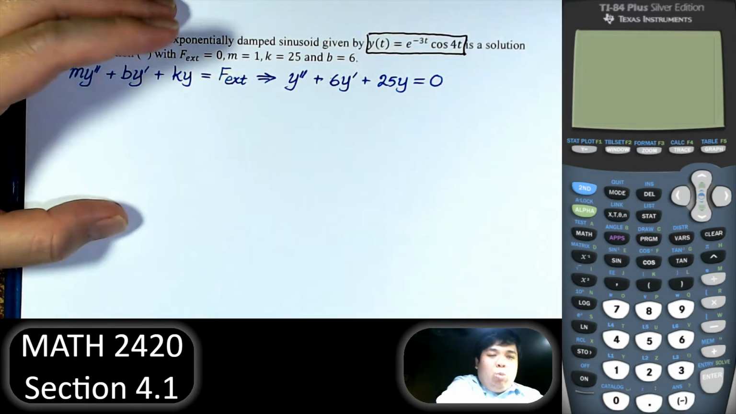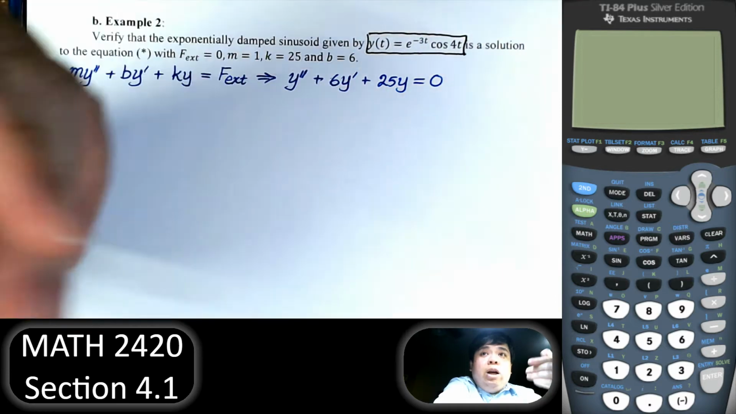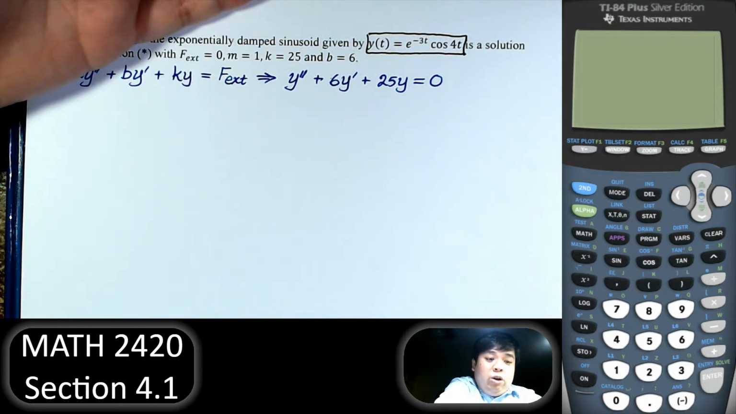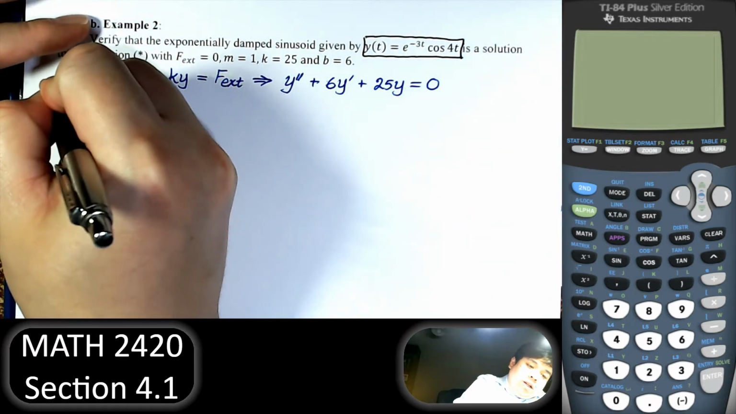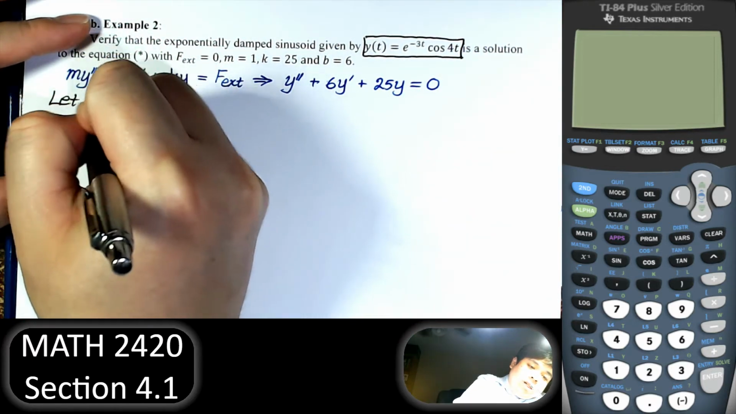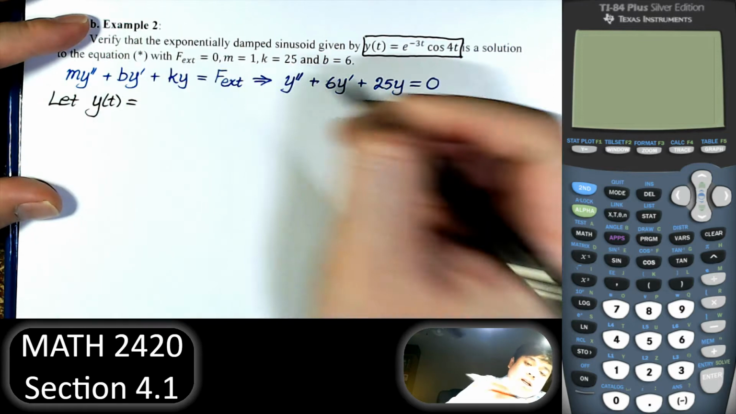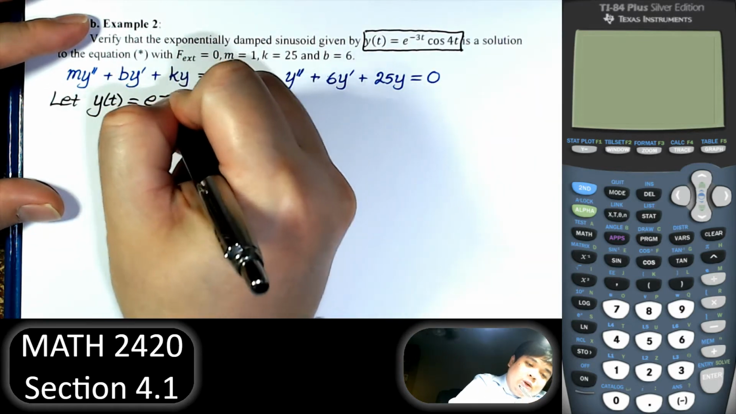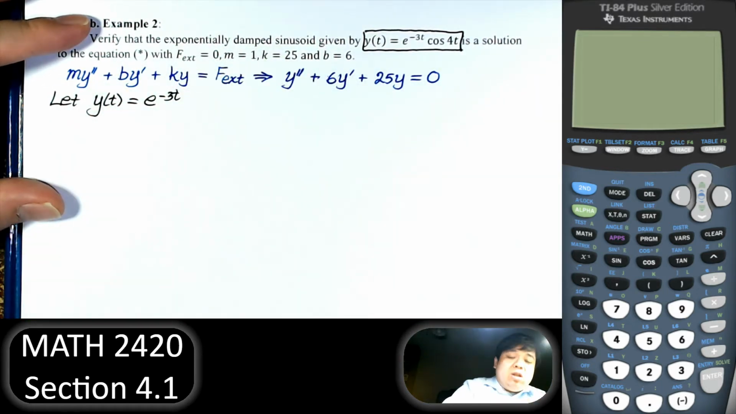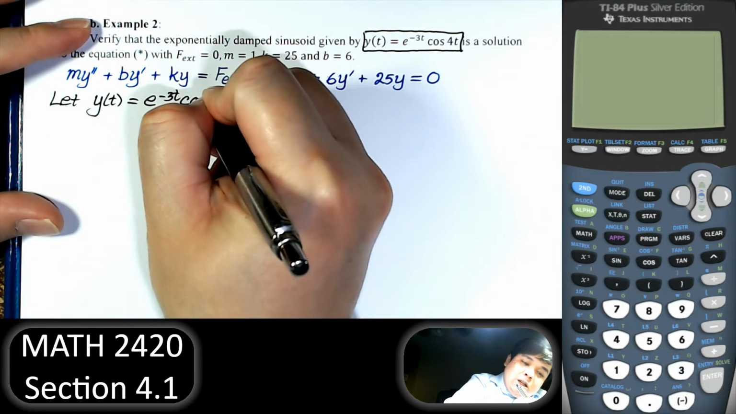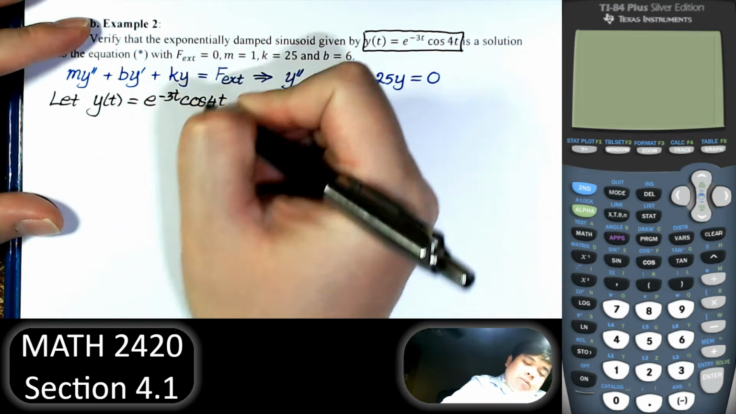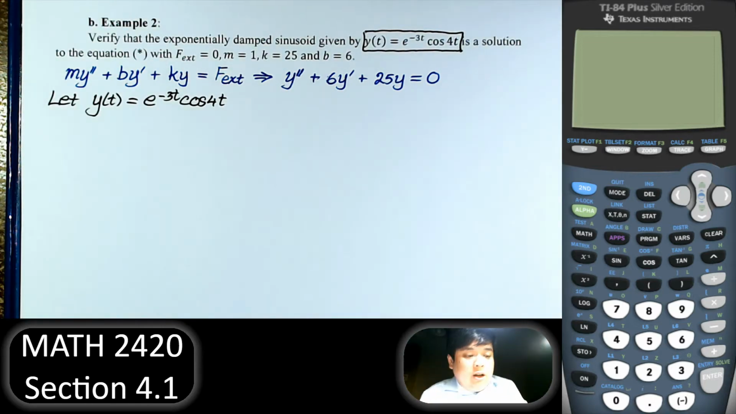Next, verify that this is a solution. What we're going to do, because that is a function, we check the derivative and then second derivative and then put into this equation. So let y of t be equal to e to negative 3t cosine 4t. By the way, if you bring out a note, try to write small because this might take a lot of space. Right, so that is the function.